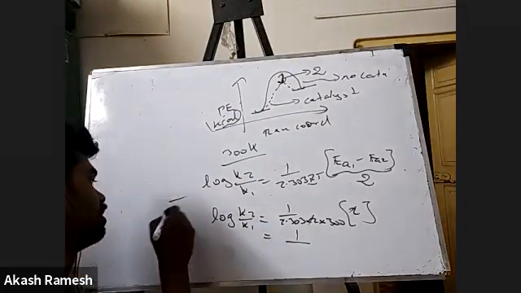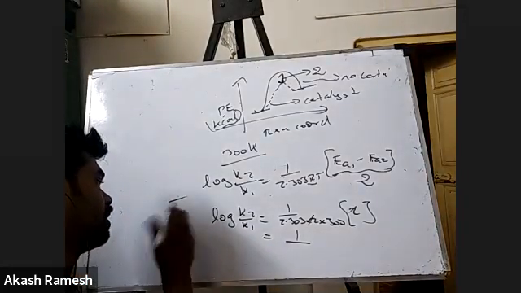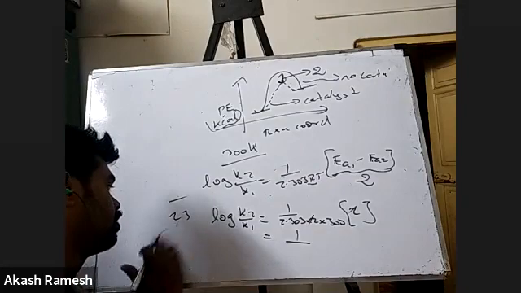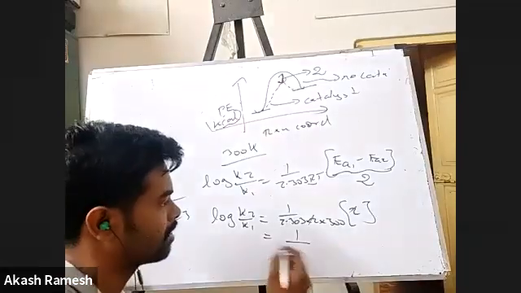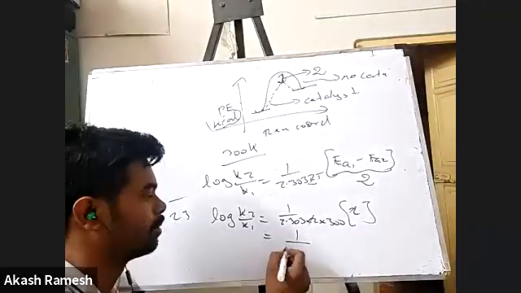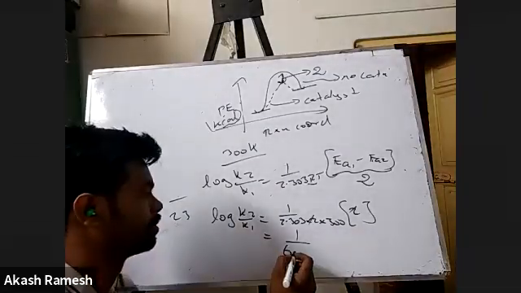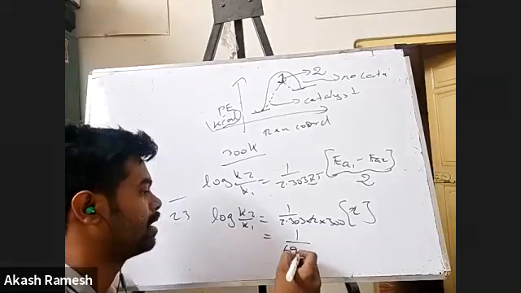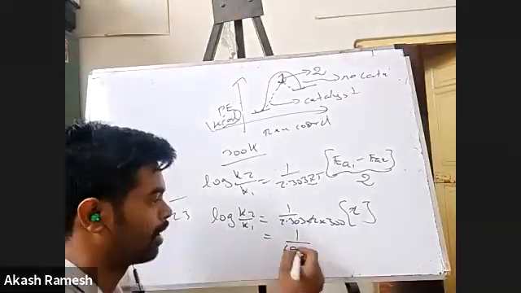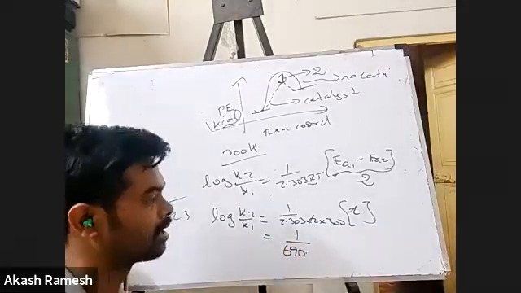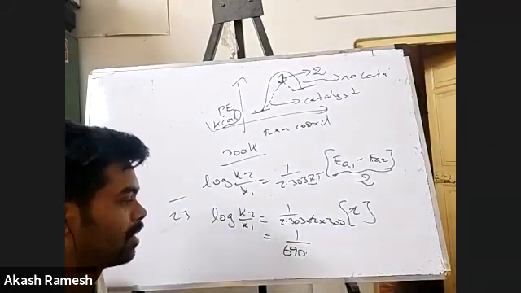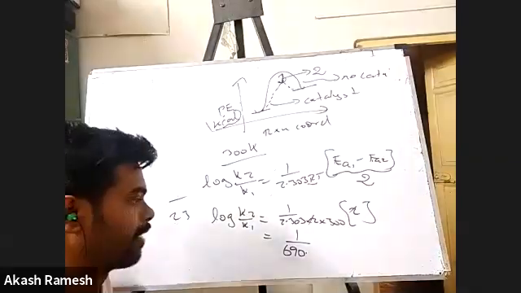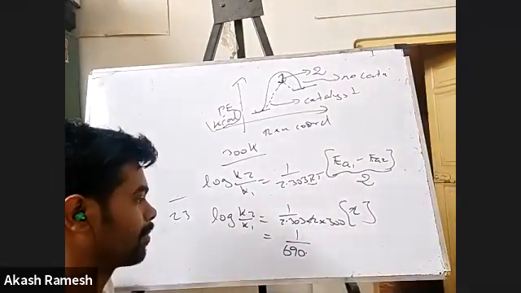Should I write it? So 23 into 3. 23 into 3 will become 46, 69. So can I say it will become 690 point something? Right? So 1 by 690 point something. So 1 by 690 again will be a small number, right?